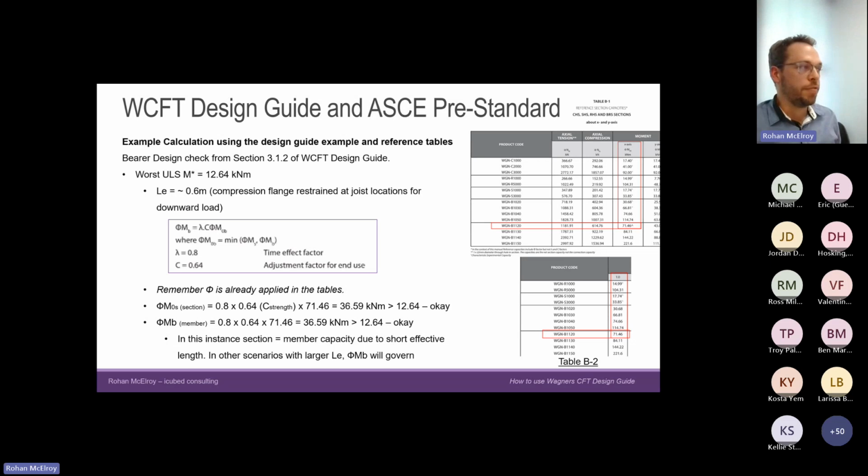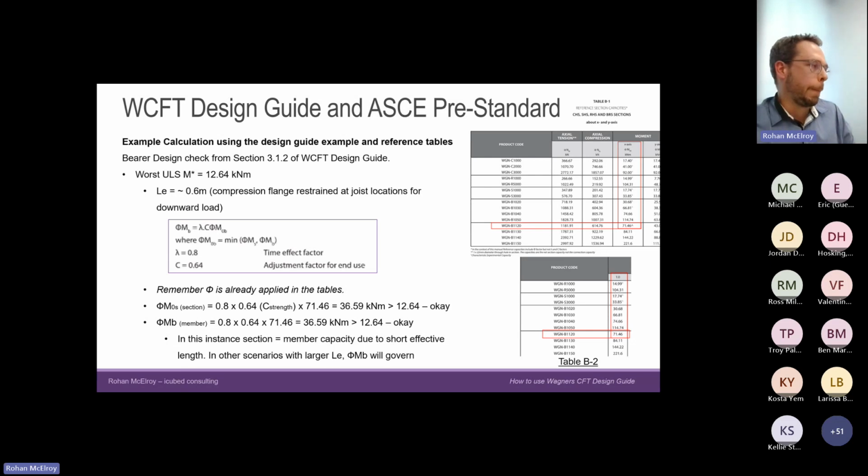We've got a time effect factor for short-term loading of 0.8 and an adjustment factor for end use of 0.64. So once you apply this to your reduced moment capacity, 0.8 for your lambda, 0.64 for your C, times 71.46, which is what we've pulled from the table at the rear of the code for the particular section for its characteristic moment capacity. Once you've adjusted that characteristic capacity with your reduction factors, you end up at, say, 36 kilonewton meters as an overall short-term capacity for your member in bending, and that's greater than the design moment.